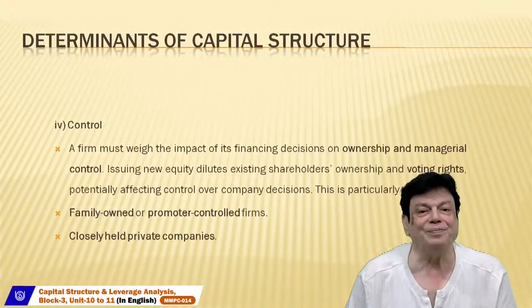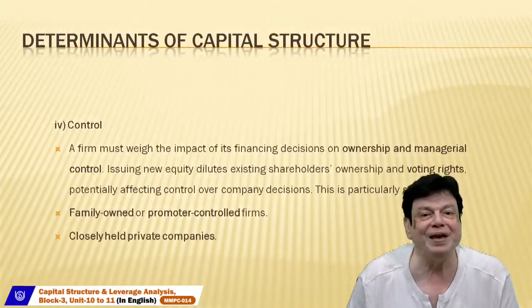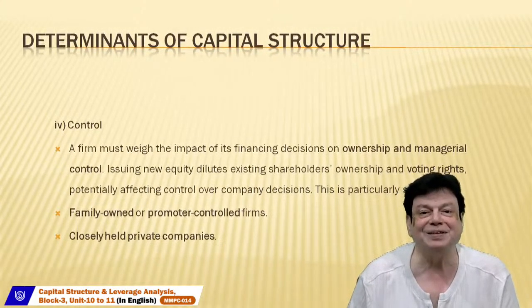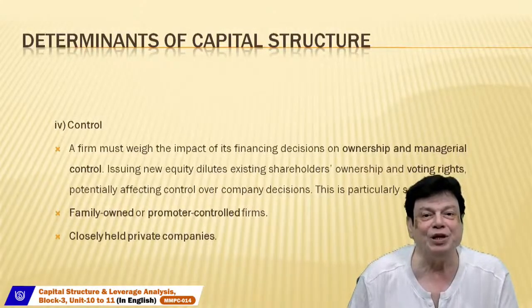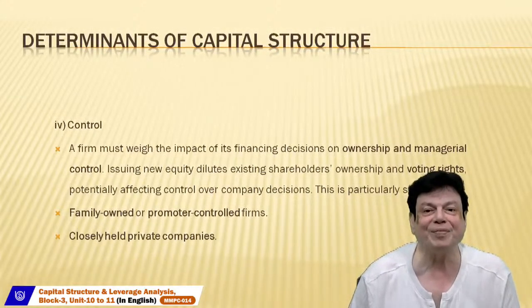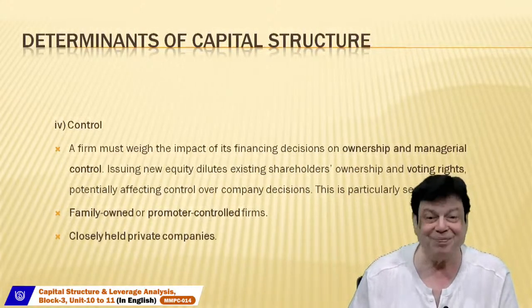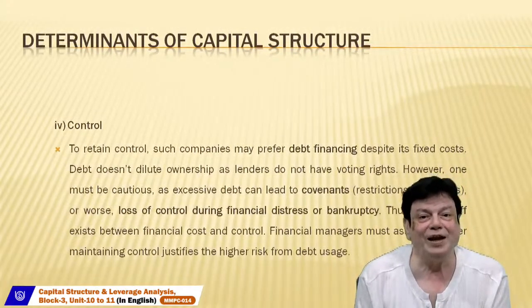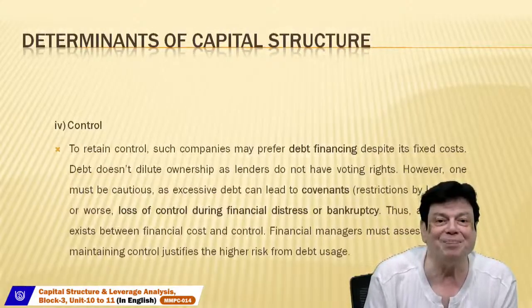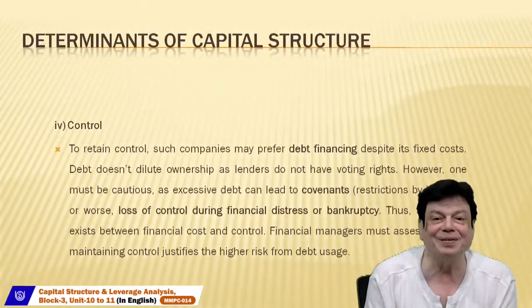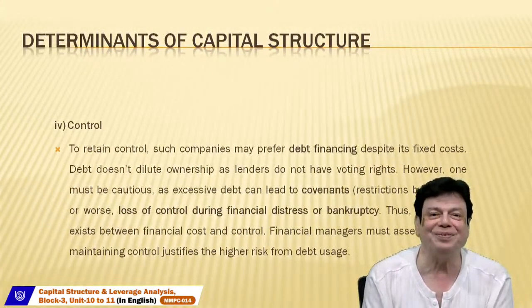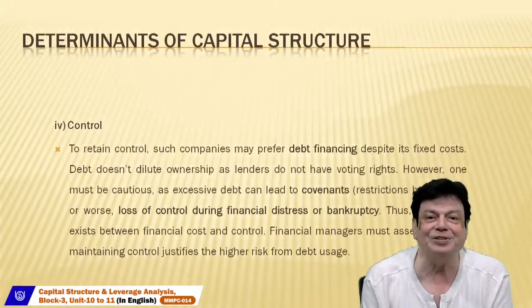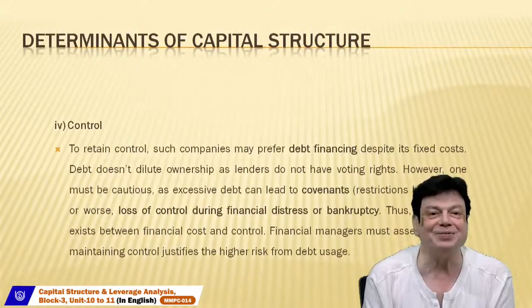Next point is control. A firm must weigh the impact of its financing decisions on ownership and managerial control. Issuing new equity dilutes existing shareholders' ownership and voting rights. To retain control, such companies may prefer debt financing despite its fixed cost. Debt does not dilute ownership as lenders do not have voting rights.